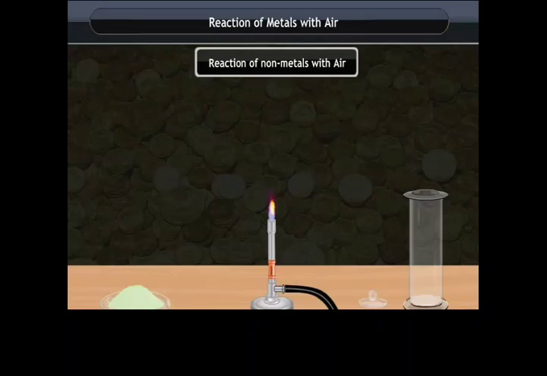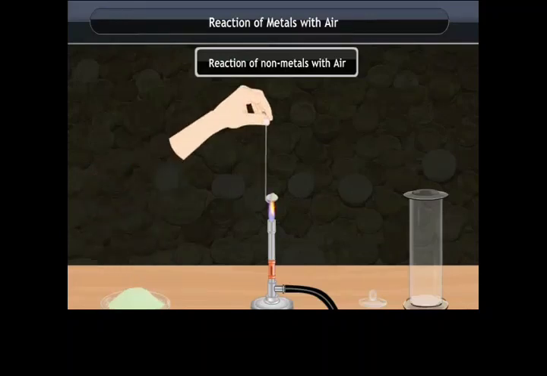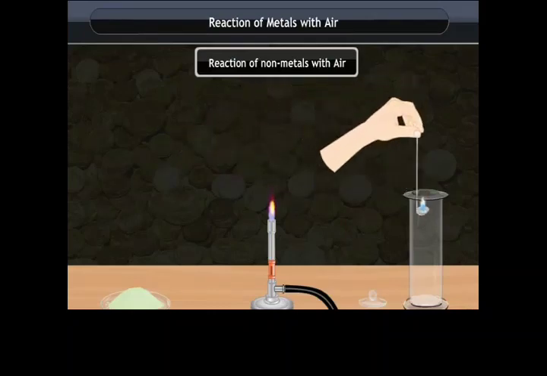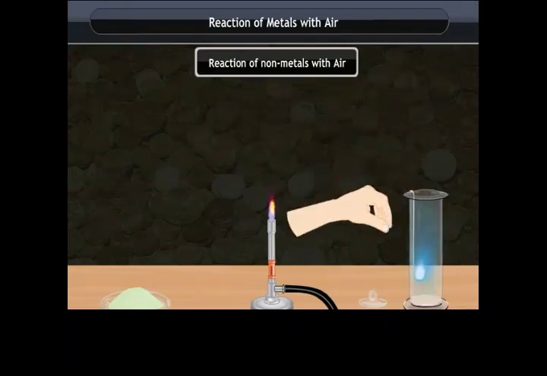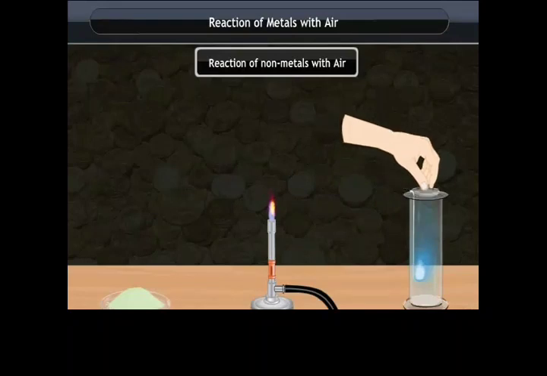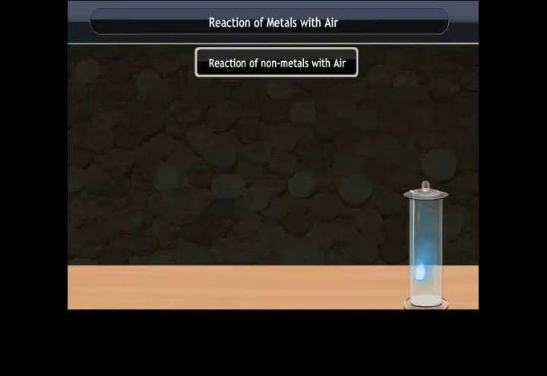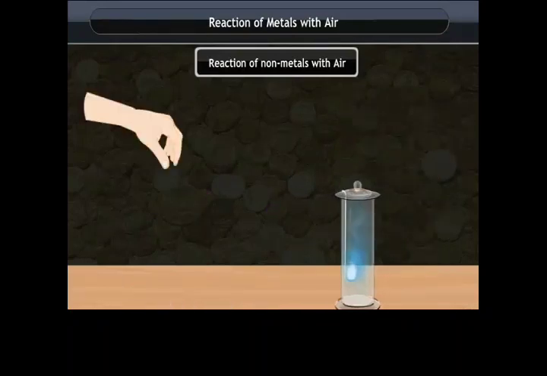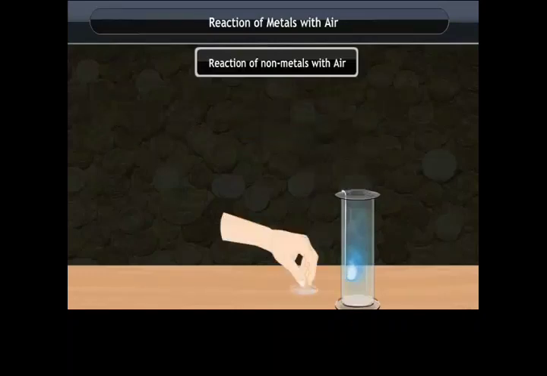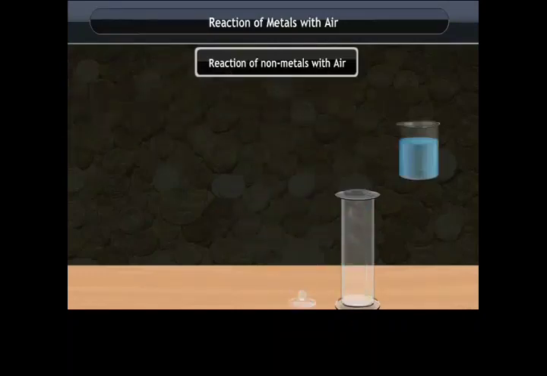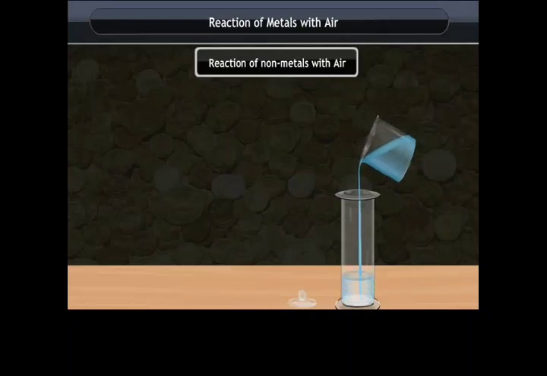Let us explain it with the help of an activity. Take a small amount of powdered sulfur in a deflagrating spoon and heat it. As soon as the sulfur starts burning, introduce the spoon into a gas jar. Cover the tumbler with the lid to ensure that the gas produced does not escape. Remove the spoon after some time. Add a small quantity of water into the tumbler and quickly replace the lid.